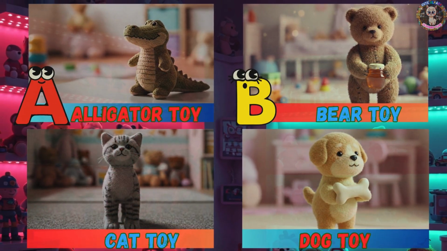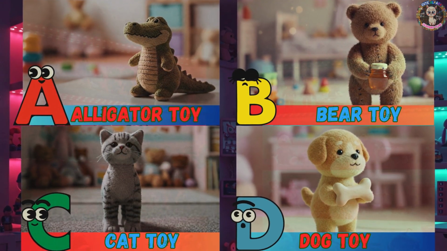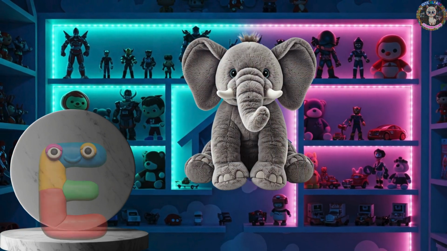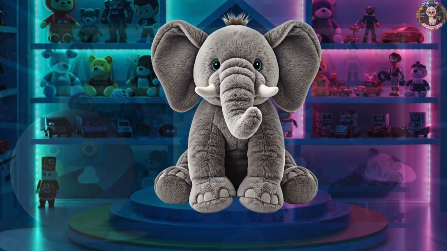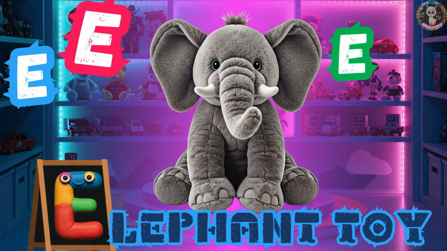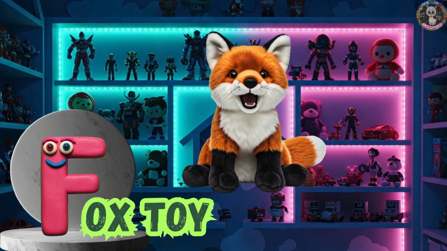Alligator toy. B, Bear toy. C, Cat toy. D, Dog toy. E is for elephant toy. Elephant toy. F is for fox toy.